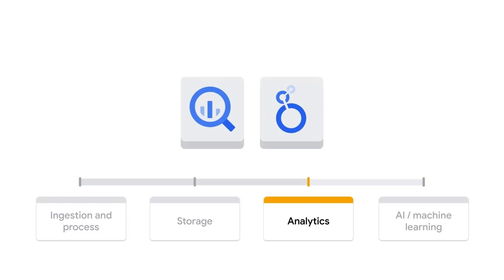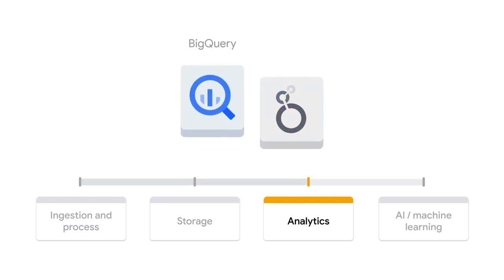The third product category is analytics. The major analytics tool is BigQuery, which you'll explore more later in this module.